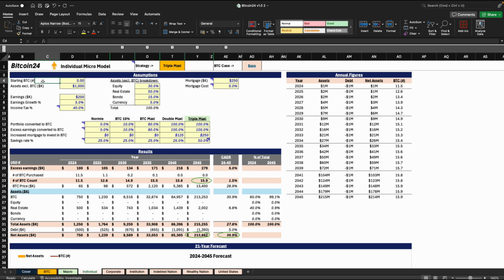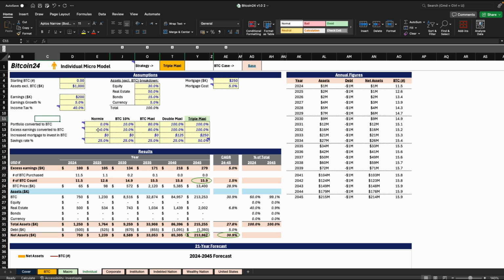So Saylor here is taking the regular individual, probably some guy who is well into his career, maybe in his 30s and 40s, and has this set of conditions that we see here. First of all, we're working with the triple maxi strategy. So what are the strategies exactly? We have the normie. The normie is the person who has 0 allocation to Bitcoin.